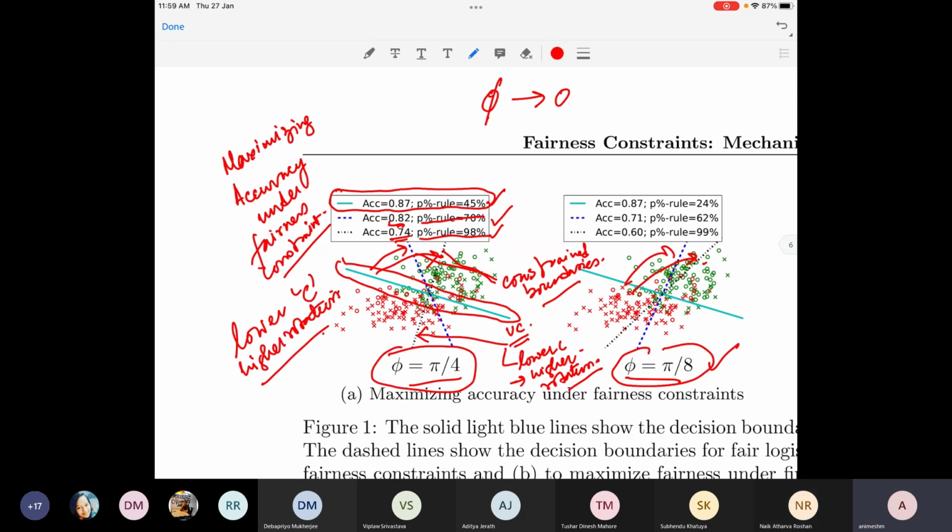So this is one part. Tomorrow we will study the other part and also talk about the results on the real data set. So this is maximizing accuracy under fairness constraints. We will also do the other one, which is maximizing fairness under accuracy constraints, and we'll see how the results look there. And then we will go to real data set experiments.